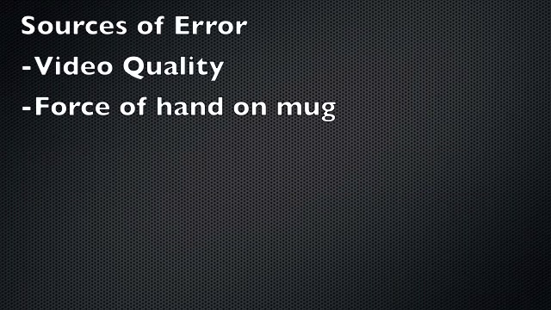There were a few sources of error in this lab. The main error was lack of video quality. Because of this lack of quality, it was extremely difficult to obtain the correct point masses as the object fell, thus skewing some of our velocity data. We also have to take into account that there may have been some force on the mug from the hand when the object was dropped.